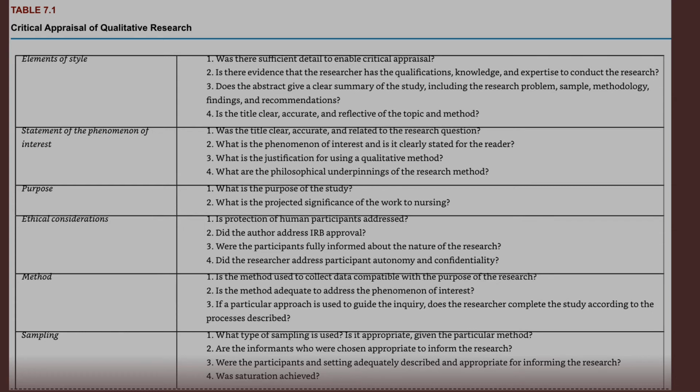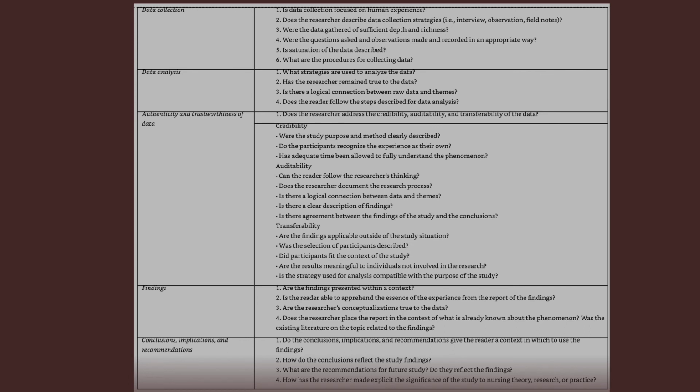You should be able to read the article and know what the setting was and who the participants were and any inclusion or exclusion criteria, and then was saturation achieved. And they should tell you how they did that. You want to look at the data collection methods, and you can walk through these that again go back to, is saturation of the data described, and what are the procedures for collecting the data.